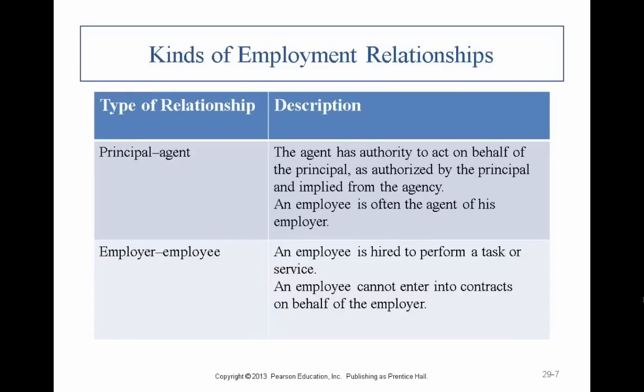Okay. Now let's talk a little bit about type of relationships, right? So first you have this broad category of principal and agent. Again, the agent has the authority to act on behalf of the principal as authorized by the principal and implied from the agency. What does that mean, implied from the agency?